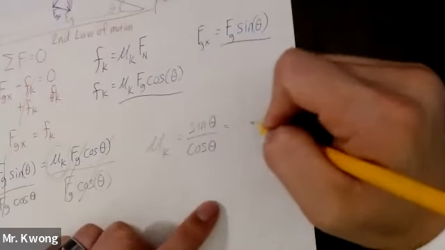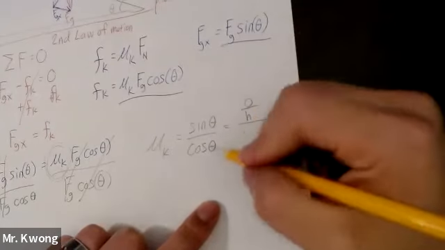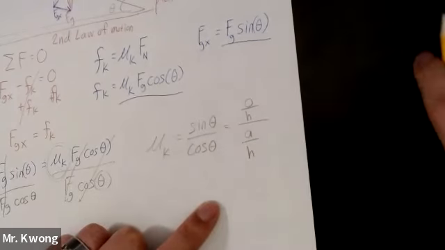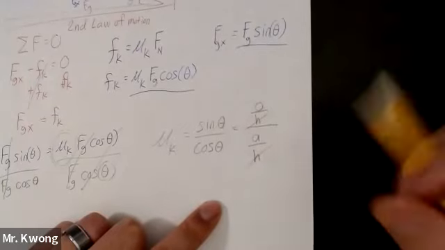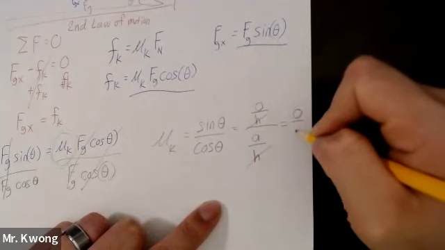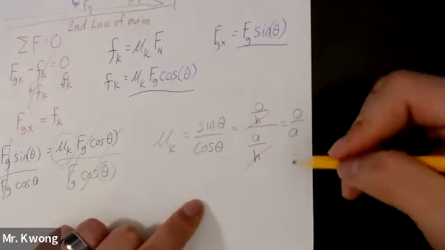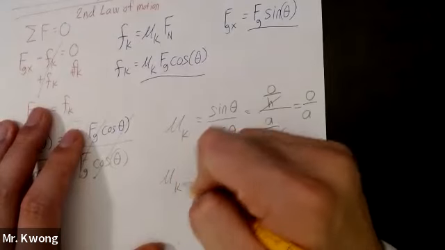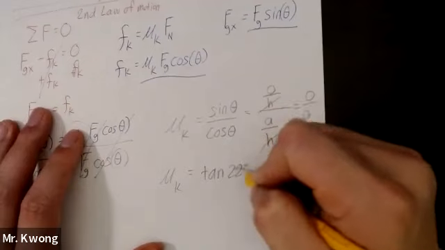Now you will remember that sine of the angle is equal to the opposite side divided by the hypotenuse. The cosine of the angle is equal to the adjacent side divided by the hypotenuse. And the hypotenuses go away. And so you have the opposite divided by the adjacent, which is the same as the tangent of the angle. So we can simplify this to say u sub k is equal to the tangent of 22 degrees.